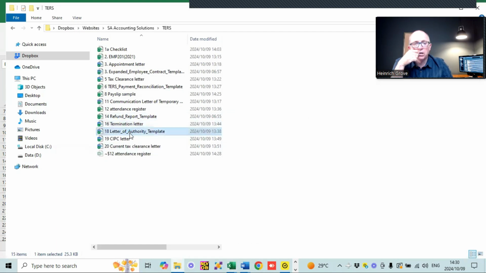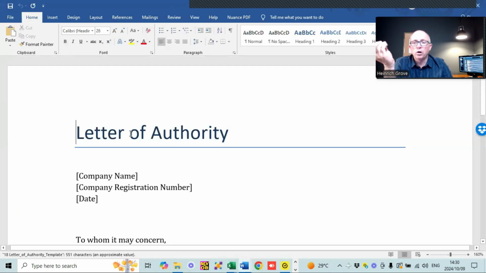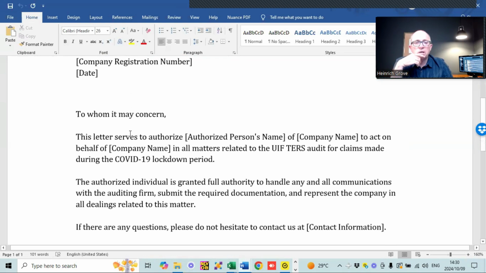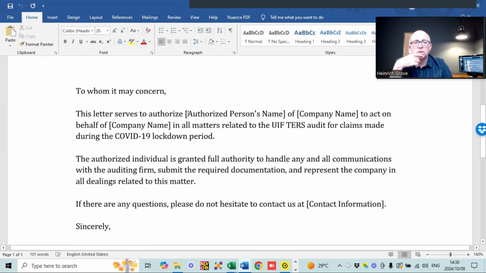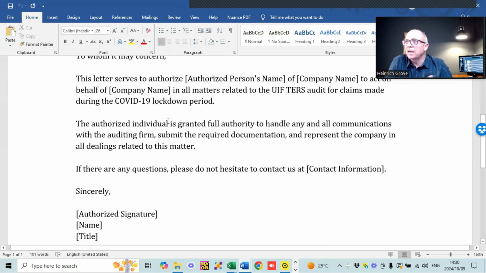So they just ask for a letter of authority, so we made them a letter of authority, and we assume that it's just to give whoever's going to be doing this audit on your behalf the authority to do it. So you're going to put in your company name, registration number, date, to whom it may concern. This serves to authorize the person from this company to act on behalf of the company in all matters relating to the TERS audit or for claims made during the COVID-19 period.